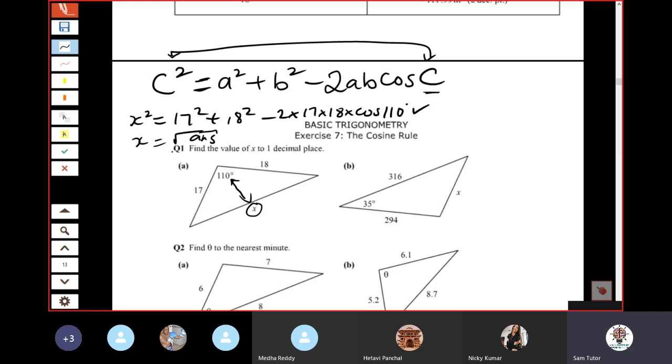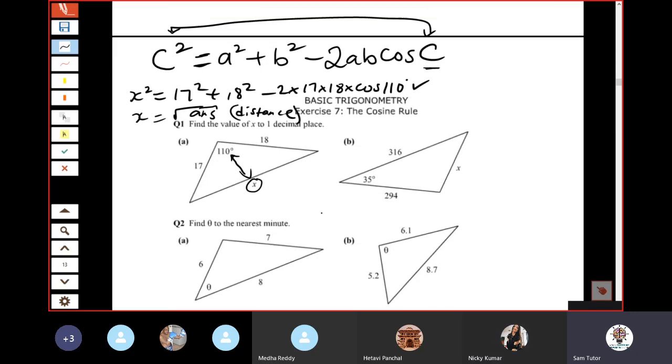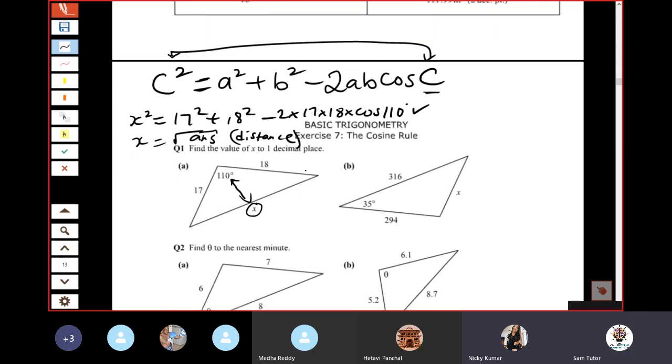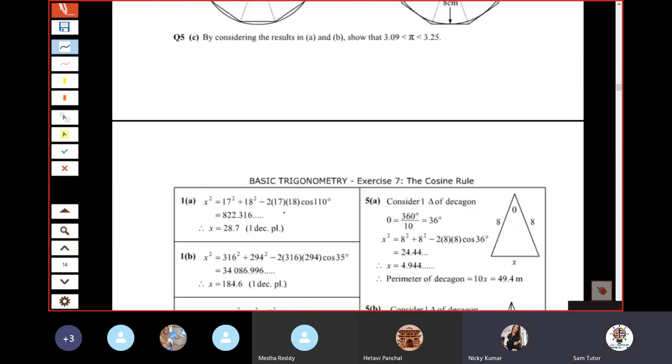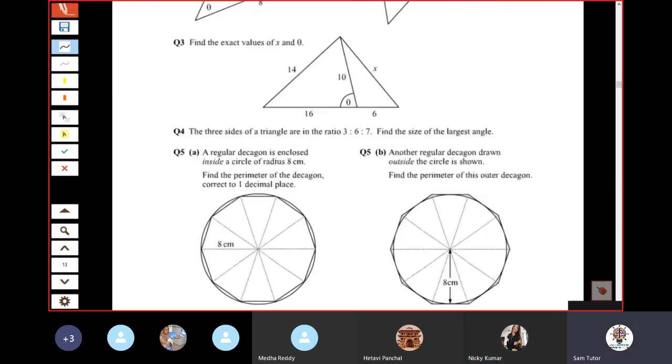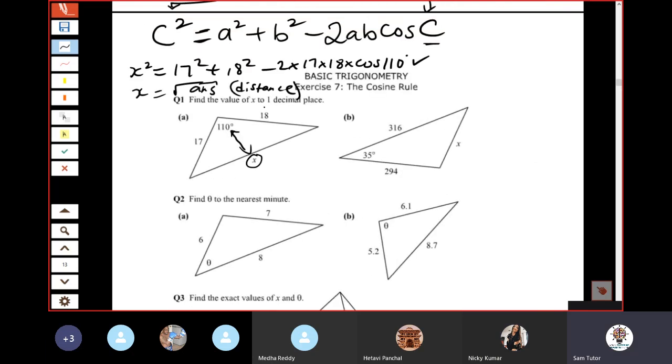Why don't we write plus minus when we're square rooting here? Because you're just finding x. Yeah, it's a distance, so it's got to be positive. Cool. B is exactly the same. It's opposite. So the answer is 28.6. 28.8. No, 28.7. Yeah. Good job.